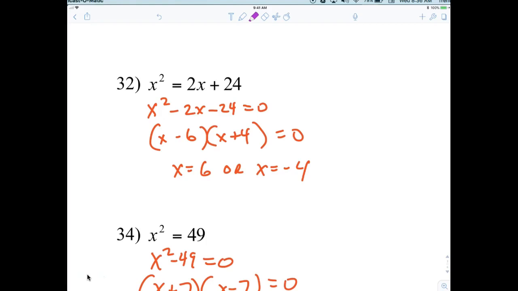Why didn't you put the x squared? Because the leading coefficient, it's easier to factor if it's positive. You with me? You could actually put the x squared over, but it's just harder to factor, trust me.